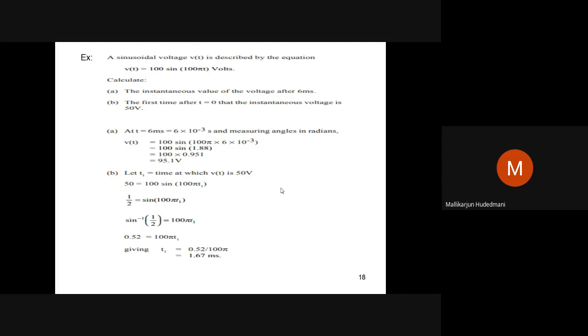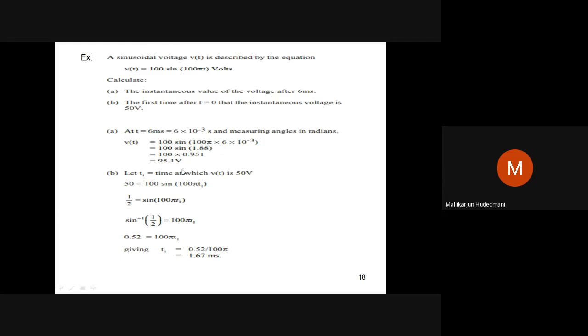Next one. A sinusoidal voltage v of t is described by the equation 100 sine 100 pi t volt. Calculate the instantaneous value of voltage after 6 milliseconds. You are set to compute the value of voltage at a time of 6 milliseconds. Straightforward, I can do it. Substitute 6 milliseconds in the place of t. A is directly 100 sine 100 pi into 6 milliseconds. I'll get the value of 95.1.